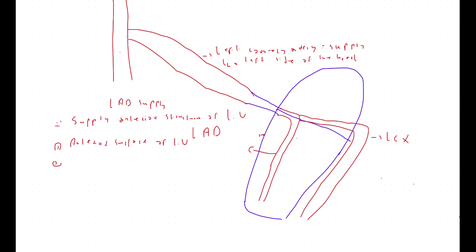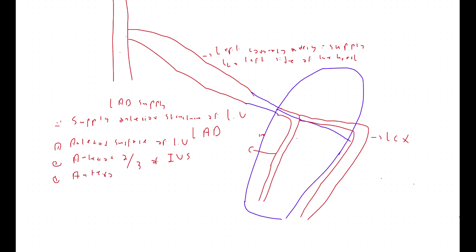So it will supply the anterior two-third of the interventricular septum. Everything anteriorly will be supplied by LAD. Now the third structure which is supplied by the LAD is what? Another structure present anteriorly in the left ventricle will be your papillary muscles. So these papillary muscles will be what? Anterolateral papillary muscles, because papillary muscles are a component of the mitral valve.